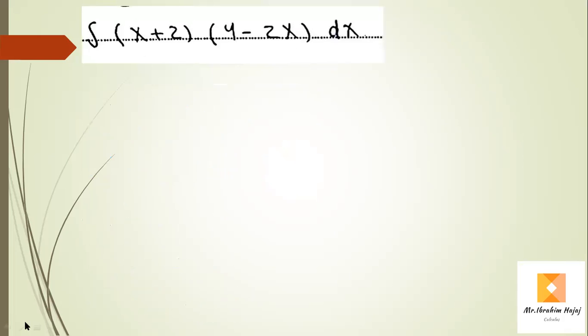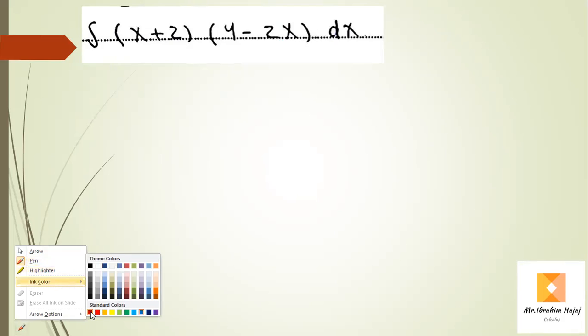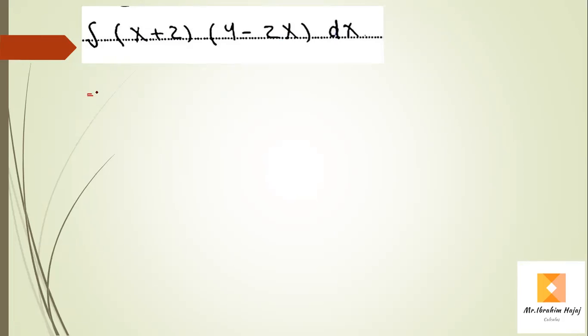We have this question: the integral of x plus 2 times 4 minus 2x. So the idea here is to multiply, make them as only one quadratic expression, and then integrate. Multiplying here by using the distributive property.